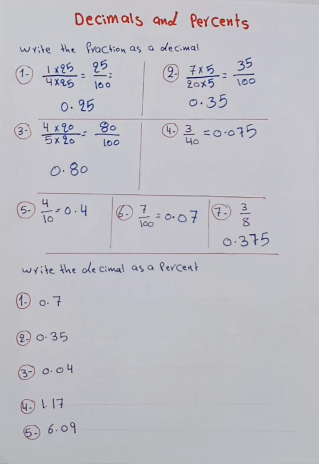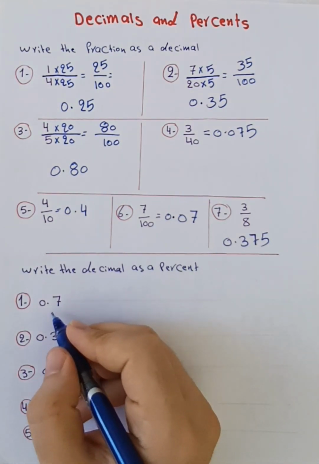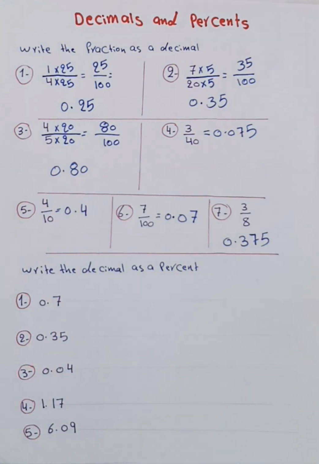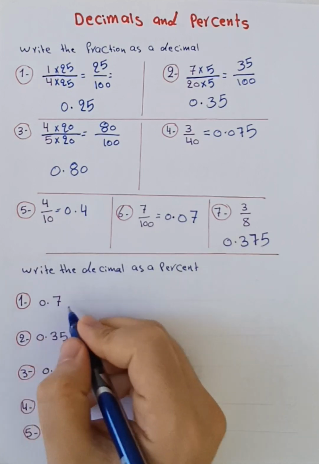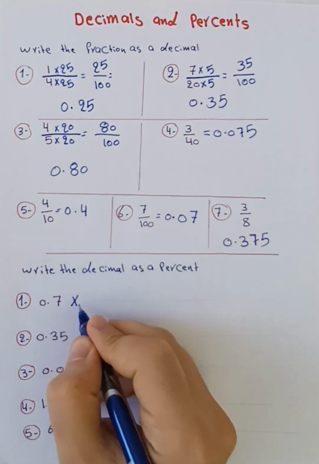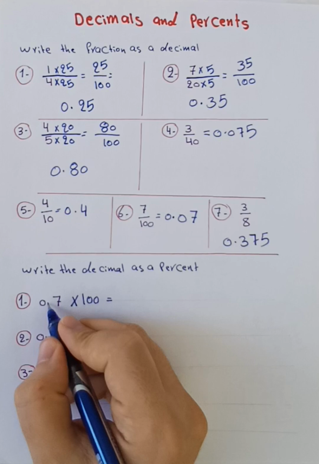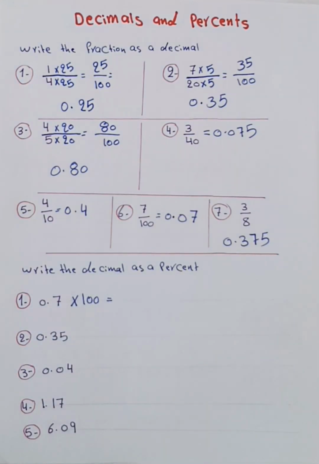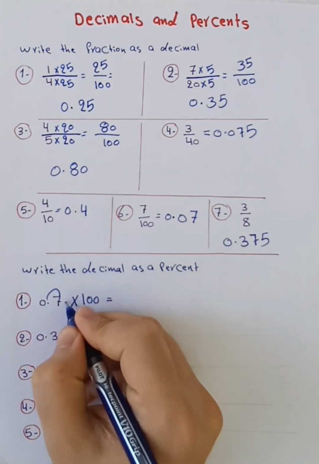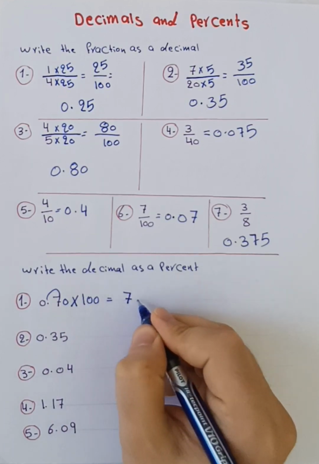The second part of this lesson: write the decimal as a percent. When you have a decimal number, how do you change it to percent form? Example number 1: 0.7. When you have a decimal number and want to change it to percent, you should always multiply the number by 100. So we have 0.7 multiplied by 100. The decimal point moves 2 steps to the right side. 1, 2. So it equals 70%.